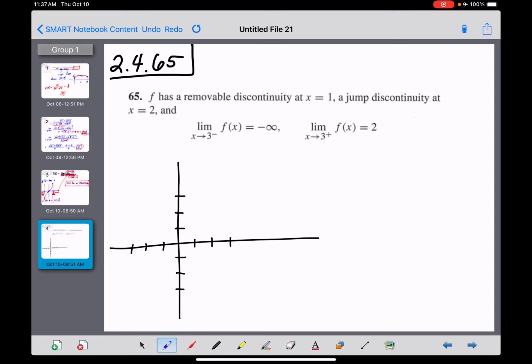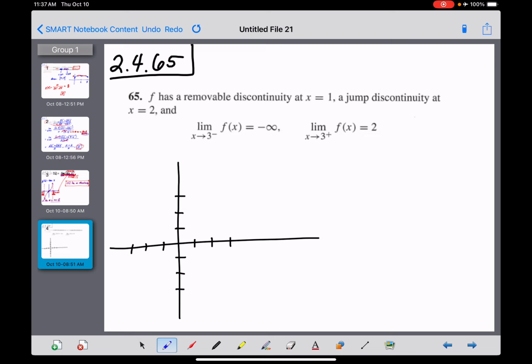Okay, question on number 65 here on 2.4. These problems tend to bother people because the directions are just asking you to come up with a graph that does these things. So this is what's considered an open-ended question. There's not just one right answer to this. So your graph might look very different from my graph, might look different from a friend's graph, but it's got to have a few things in common right here.